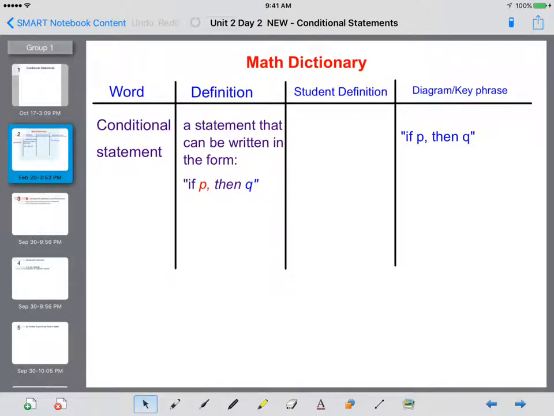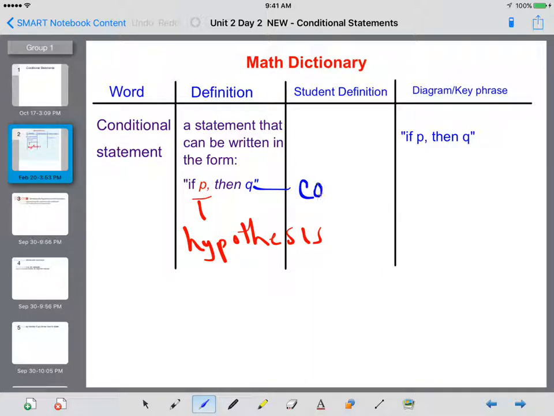Conditional statement. A statement that can be written in the form if P then Q, where there are two things you need to know. P represents the hypothesis, and Q represents the conclusion. So again, we're using our reasoning skills where if said hypothesis happens, then we can conclude something.